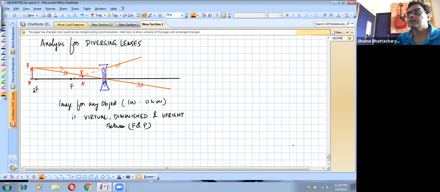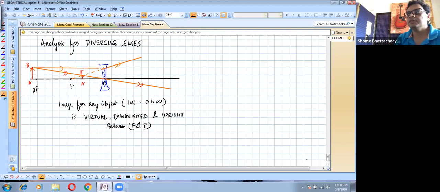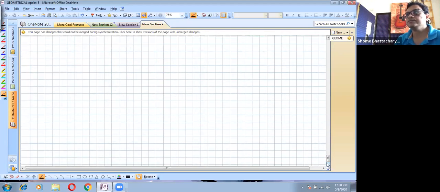Okay, people, so this should be clear. Now, for virtual objects, for this thing, for diverging lens, Somadip, no, actually both types are possible. You'll see, it's very interesting. For diverging lens, we can have virtual real, we can have virtual virtual also. So I'll show you the examples. But for converging lens, it's the other way around. For converging lens, a virtual object will always give you a virtual image.